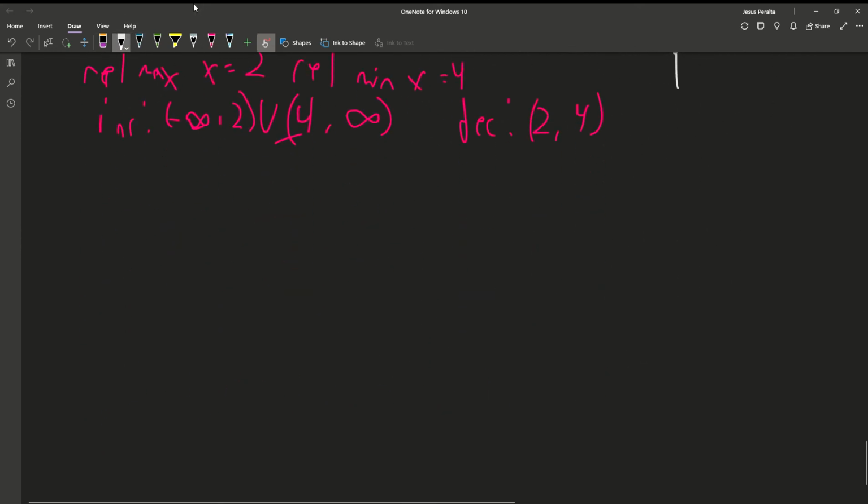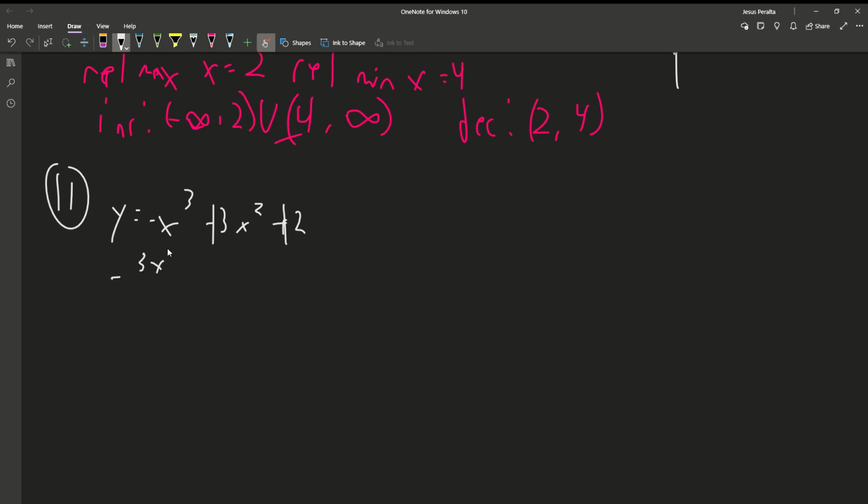11. Now for 11 we have y is equal to negative x cubed plus 3x squared plus 2. We have the derivative, negative 3x squared plus 6x. So as we see, we can only factor that out. So it'll be negative 3. Actually, no, I mean, it would be the same thing. Okay, so yeah, let's just leave it like that.